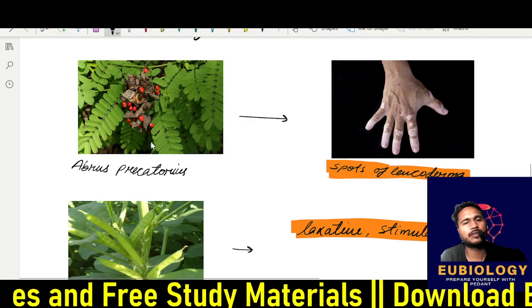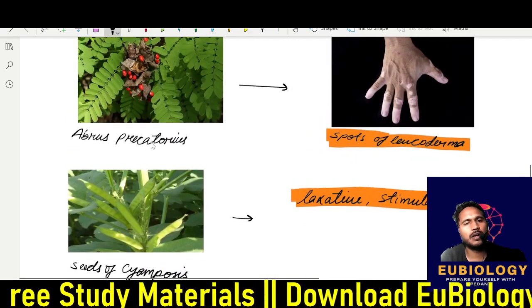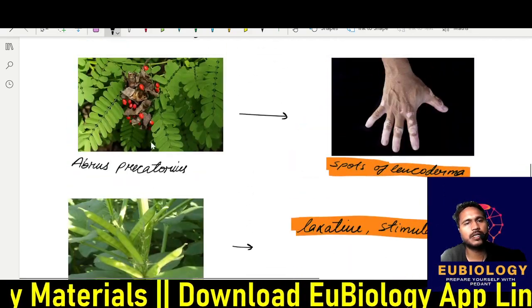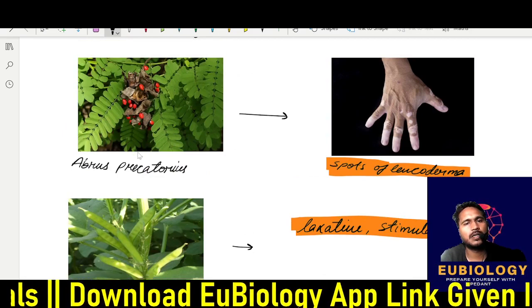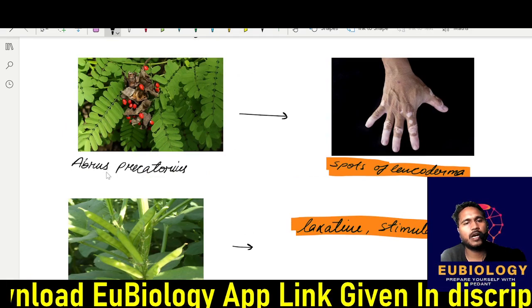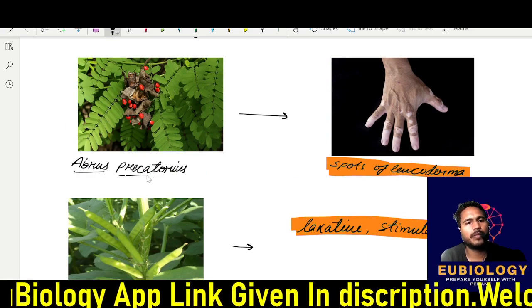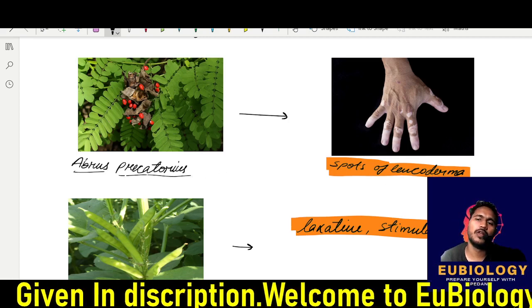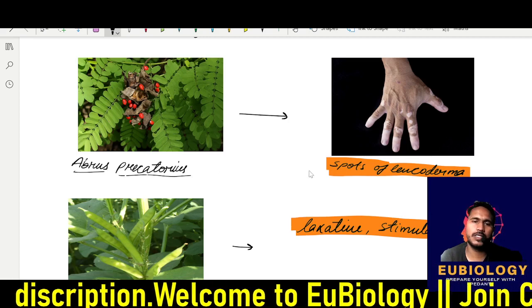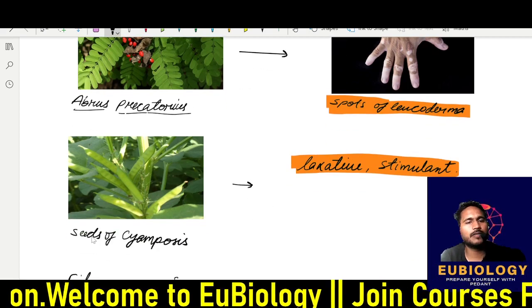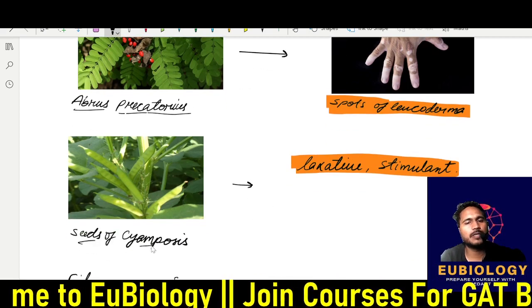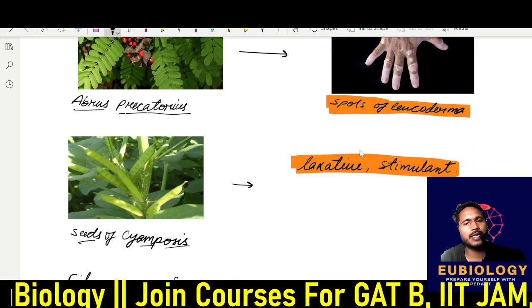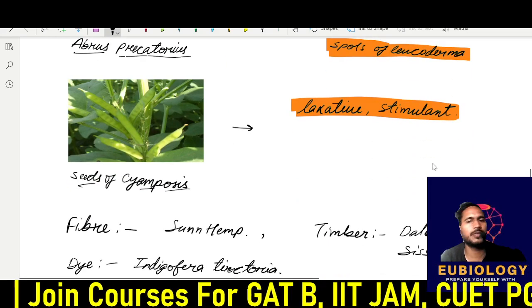And if you see the leaves of Abrus precatorius, it will cure the spots of leukoderma. This is the disorder which you can see here. And the seeds of Cassia will be used as a laxative and stimulant, like in constipation.